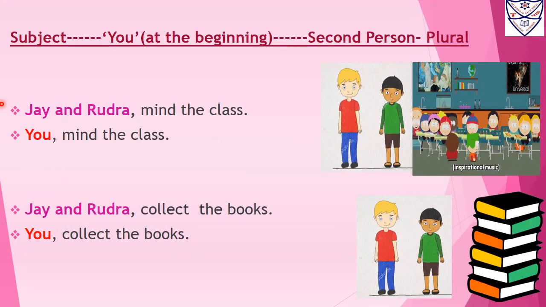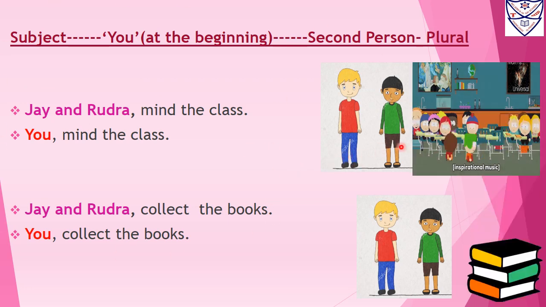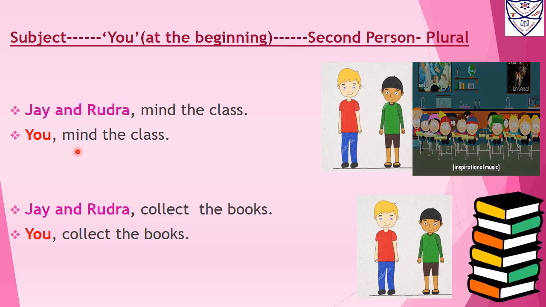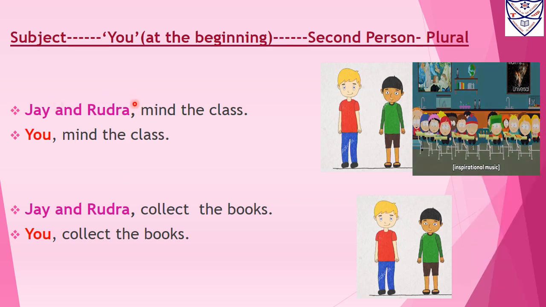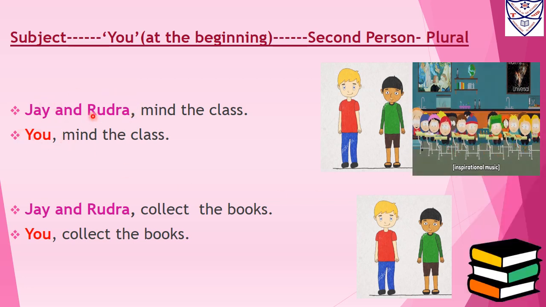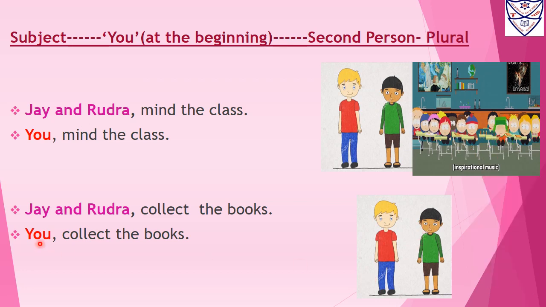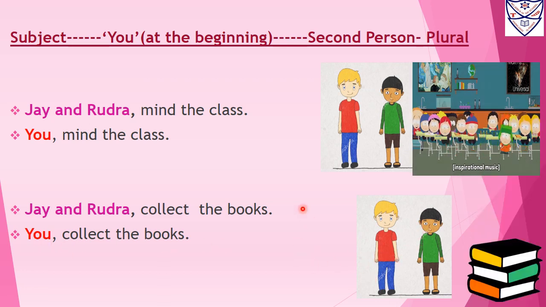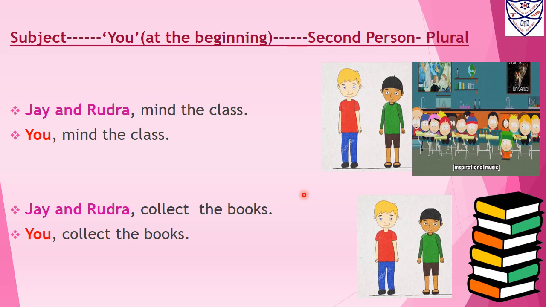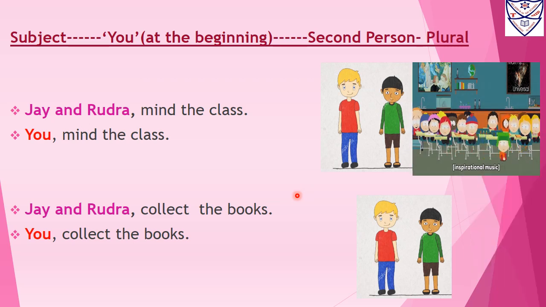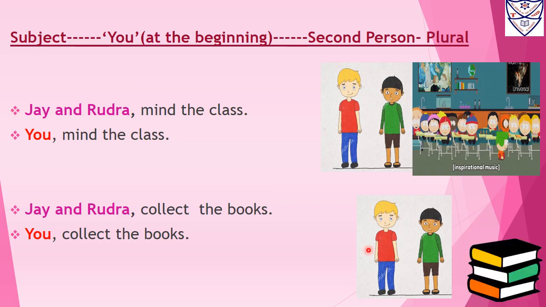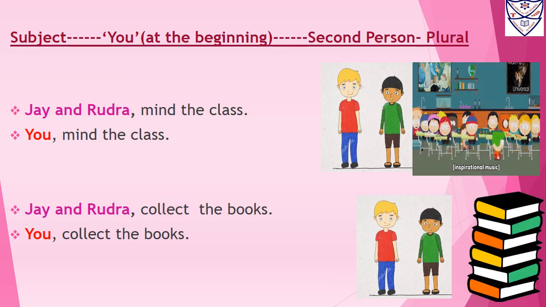Now here I am having two children. First I was having only Parth. Now I am having Jay and Rudra. So I am talking directly to Jay and Rudra. I am saying, Jay and Rudra, mind the class. So instead of Jay and Rudra, I will say, you mind the class. Then I will say, Jay and Rudra, collect the books. So instead of Jay and Rudra, I will tell them, you collect the books. So you can be used as singular as well as plural. It can be used for a boy as well as for a girl. Let's see some more examples.